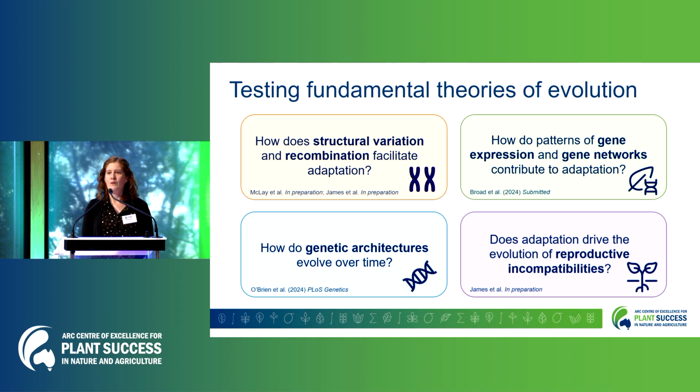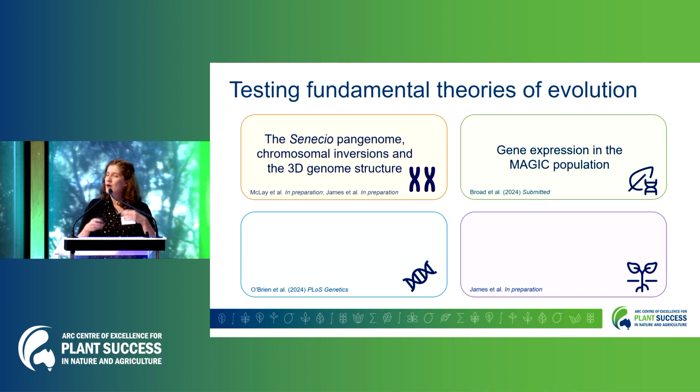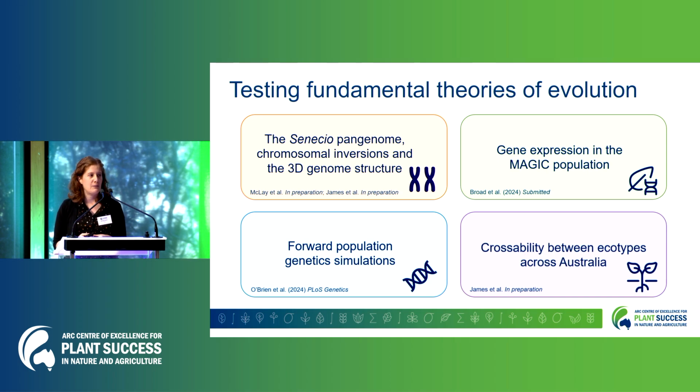And we are also looking at whether the adaptation process can result in reproductive incompatibilities between populations and drive the evolution of new species. So to do all of this and more, we've been constructing a Nesio pan-genome, identifying chromosomal inversions, exploring the 3D genome structure. We've measured gene expression during gravitropic responses in that F11 magic population. We're undertaking forward population genetic simulations in SLiM, and we've measured many components of reproductive isolation across many of these populations across Australia.